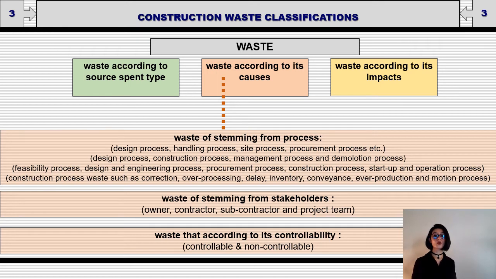The second group of waste according to its causes is stemming from stakeholders. These are owner, contractor, subcontractor, and the project team. The last group is waste according to its controllability. These are controllable or non-controllable.